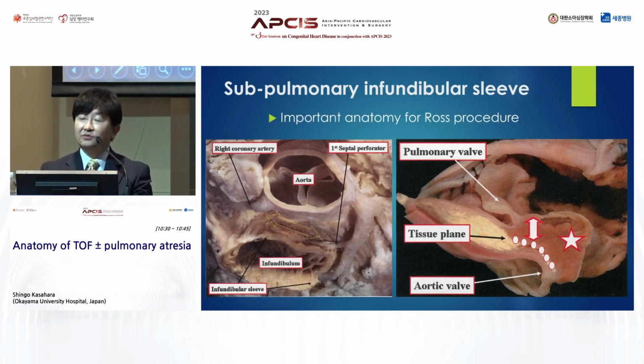So the subpulmonary infundibular sleeve is recently important anatomy for the Ross procedure. Between the pulmonary artery and the aorta, just behind the pulmonary artery, there is some muscle here. We can cut this area to excise the pulmonary artery autograft. So the surgeon can remove the pulmonary valve from the right ventricular outflow tract. This is one of the important components of the RVOT muscles.